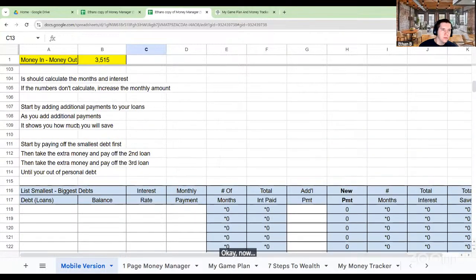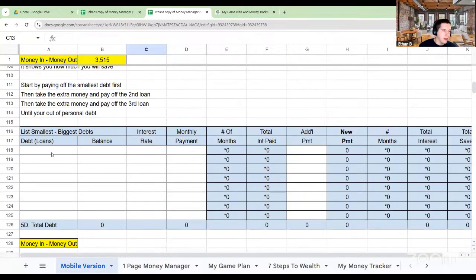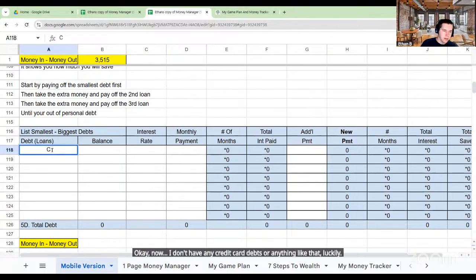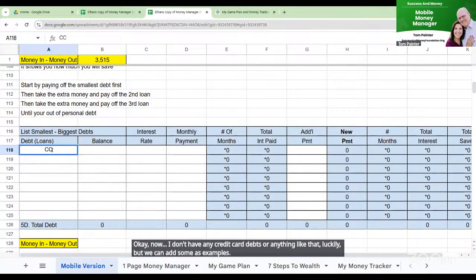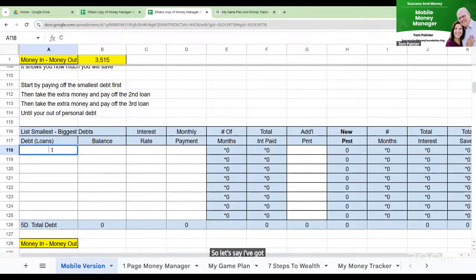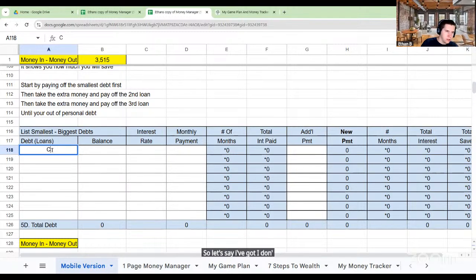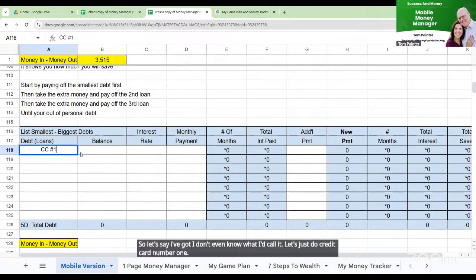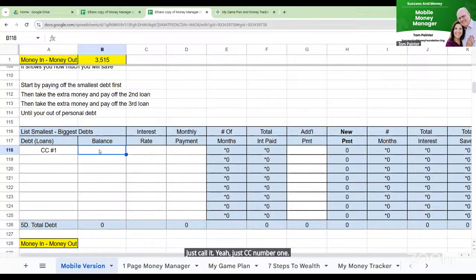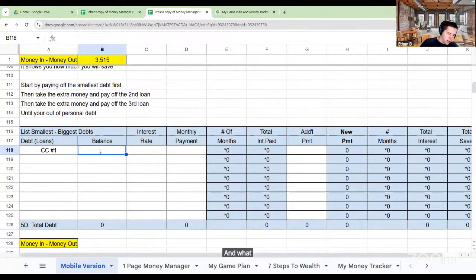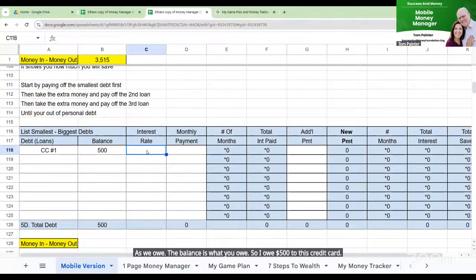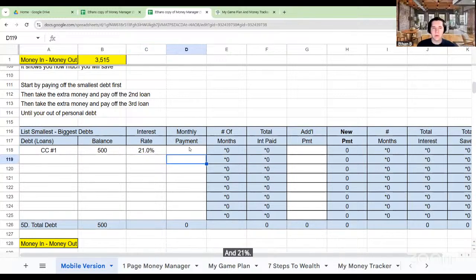Now, I don't have any credit card debts or anything like that, luckily, but we can add some as examples. Let's just do credit card number 1, CC number 1. Let's make the balance 500. The balance is what you owe, so I owe $500 to this credit card, and the interest rate is crazy, 21%.